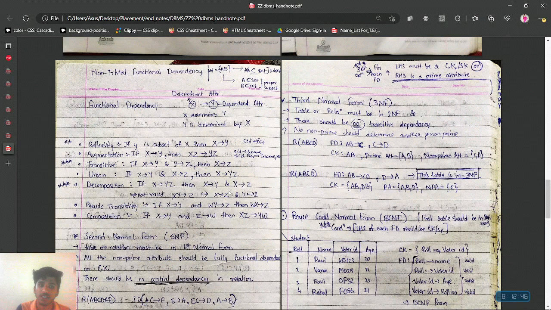Now, second is transitivity. If X determines Y, and Y determines Z, then X should determine Z. That is transitivity.